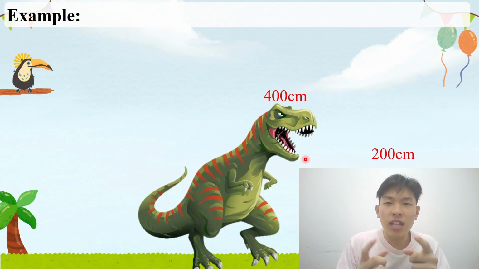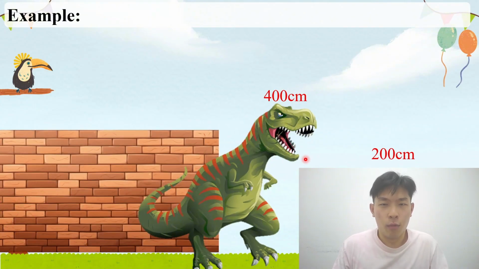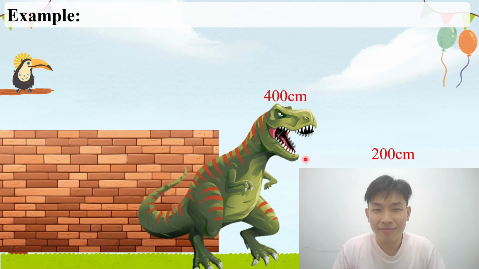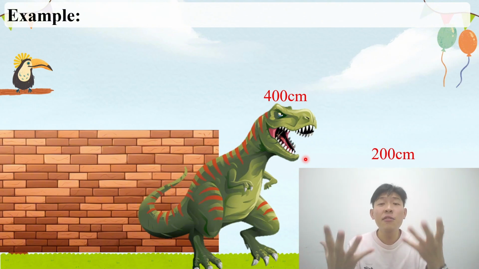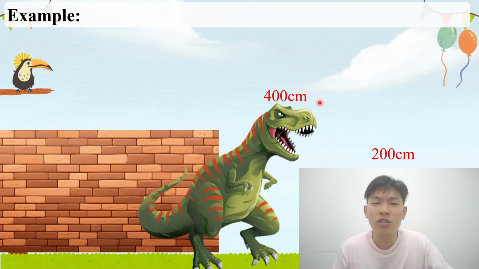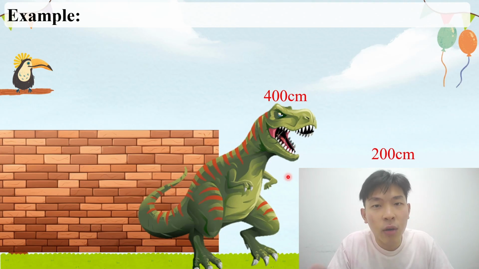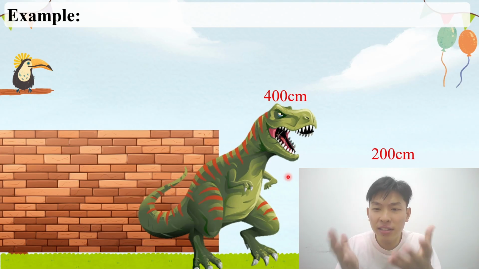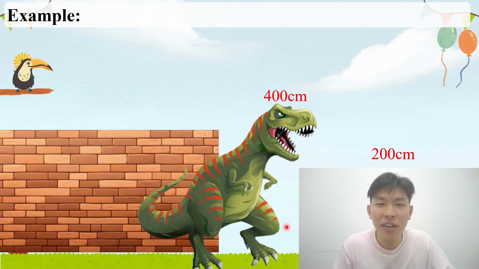Now, let's introduce our another contestant, Mr. Wall. Now, who here is the tallest one? Your answer would definitely still be Mr. Dinosaur. He's so much taller. But if I change my question to who is the biggest one here? Your answer will be Mr. Wall. He's almost half of my screen.